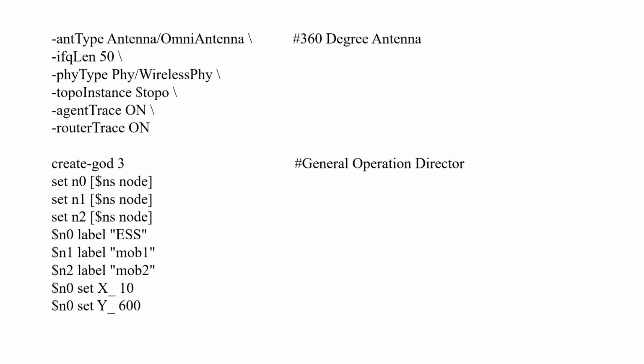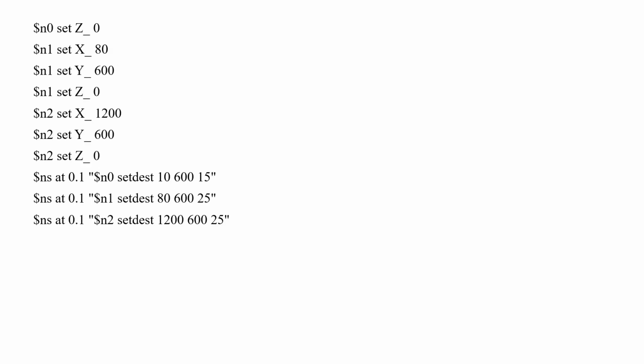ESS should be there, and mob 1 and mob 2 are nothing but the different locations where the nodes have to be, like a source and destination. You can give any name, like source, destination also. And here you have set x 10. It means that for node 0, the x-axis will be at 10. Node 0, y-axis will be 600. For node 0, z-axis will be 0. Likewise, you will be setting x, y, z axis values for each of the nodes. Node 0, node 1, node 2, you will keep on setting it.